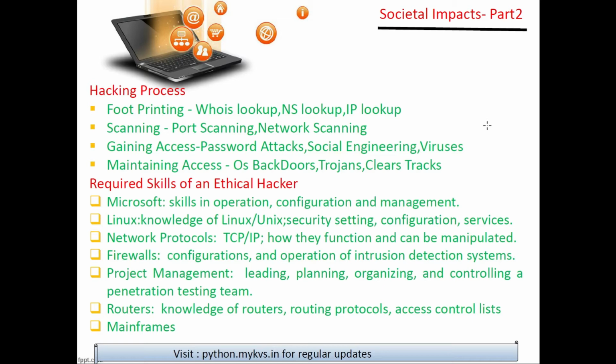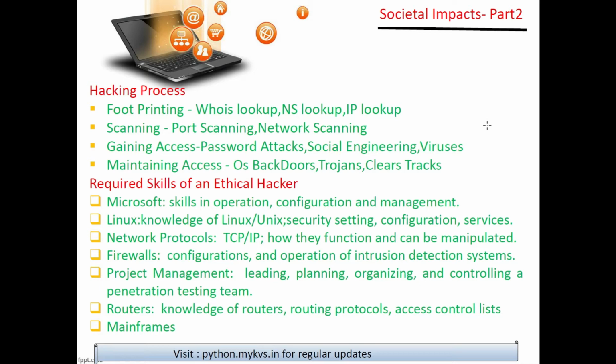Scanning means port scanning, network scanning. Under the network, who all are the users, how many users are there, which logical port they are using in order to exchange the information. That is called port scanning. And gaining access or password attacks, that is social engineering, viruses, everything is there. Maintaining access, like OS backdoors. OS backdoors means there are some loopholes in the operating system through which hackers can invade a particular system. Trojans are there, they are harmful worms, and then they clear tracks.